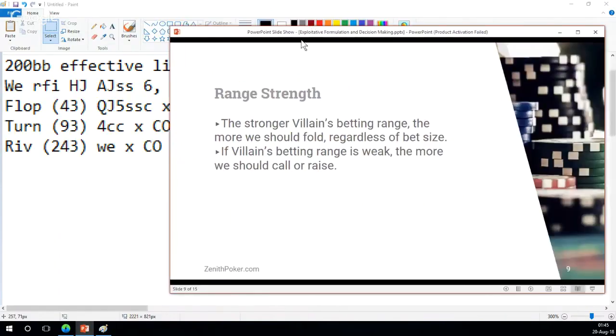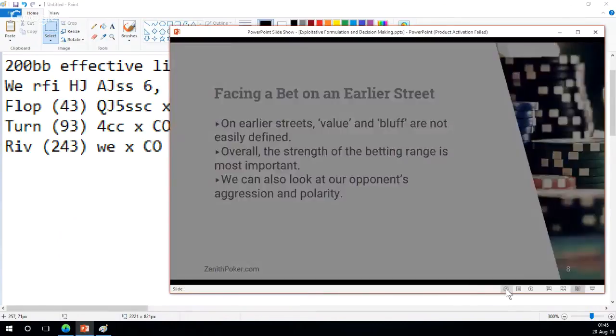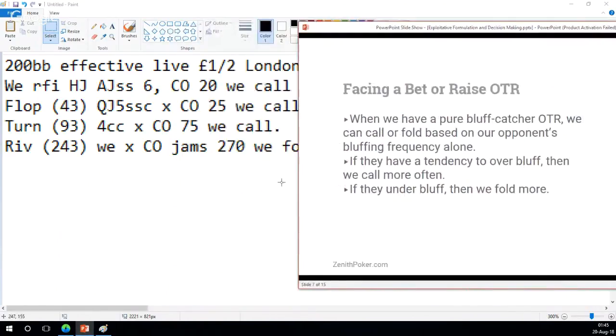And then when you get to the river, it's a pretty easy decision. It's a pot-sized shove. You sort of decide whether or not they're over or under bluffing. And how strong would you say that your read is on whether they're over or under bluffing? Do you have any idea about their bluffing tendency on the river here? No, not on the river. So you don't have any idea, but you do have some idea on the earlier streets?